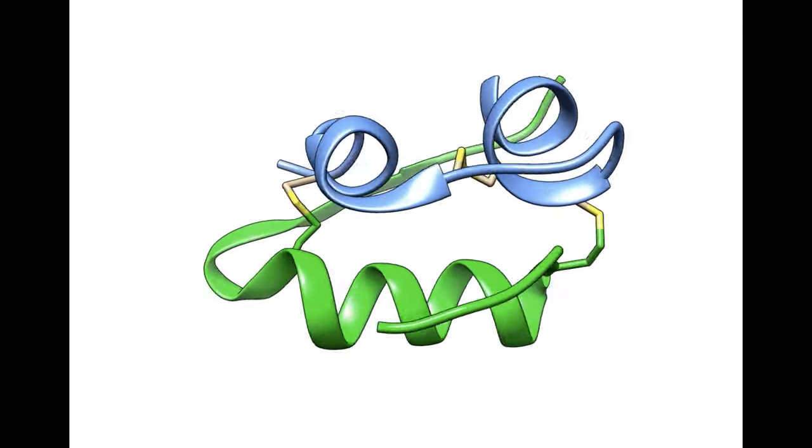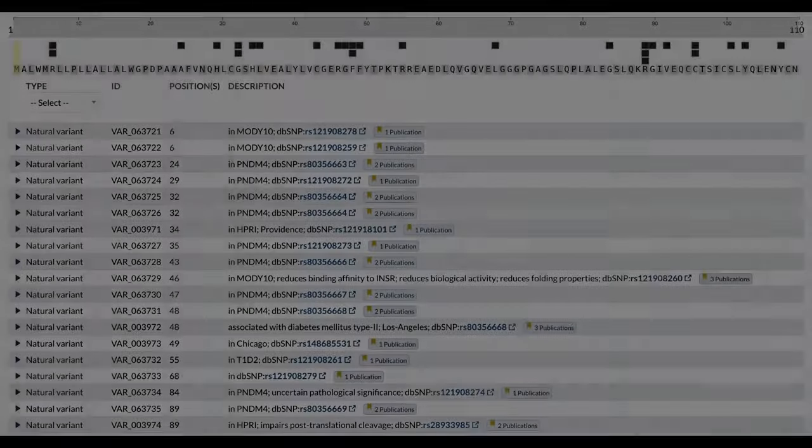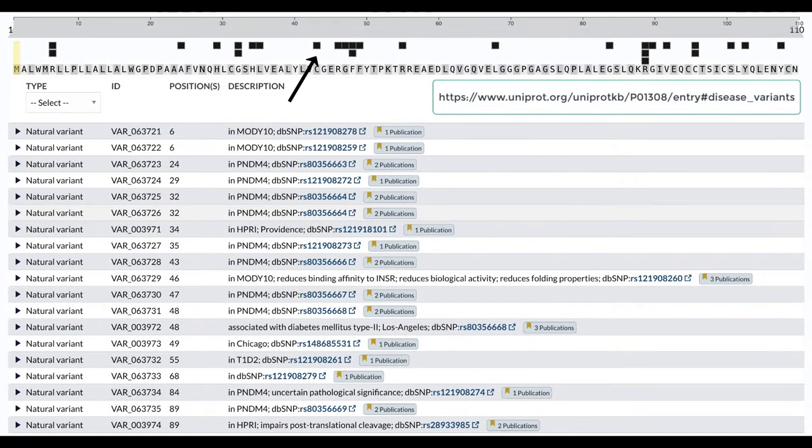Since insulin is critical for metabolism and cell survival, minor variations of amino acids at specific locations can lead to a variety of diseases.